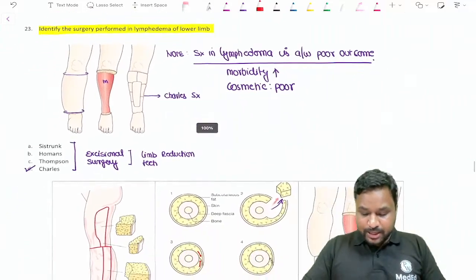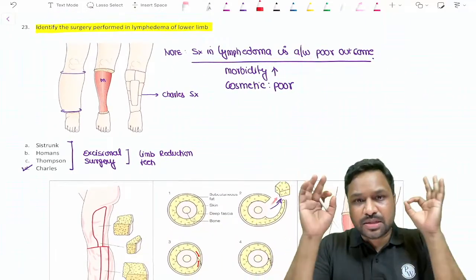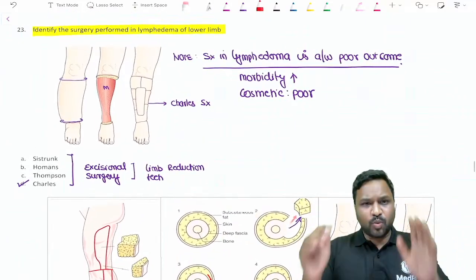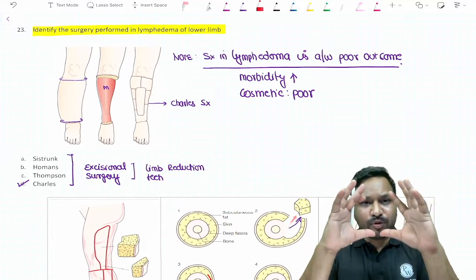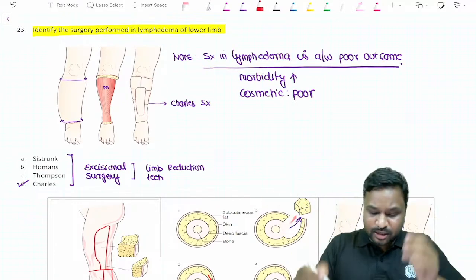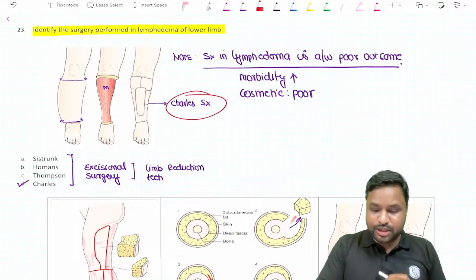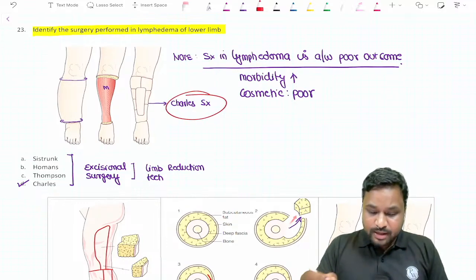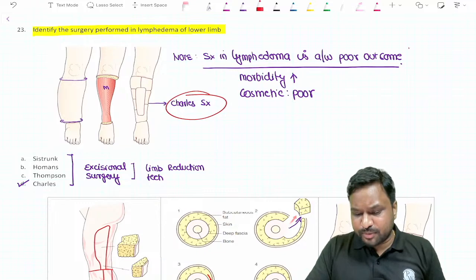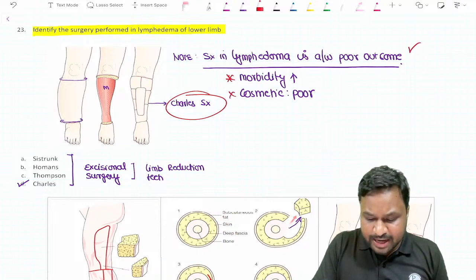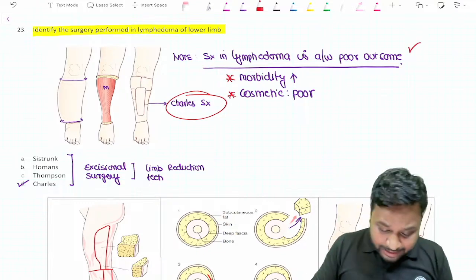Identify the surgery in the lower limbs. Again, lymphedema, very important topic. What is this surgery? You can see I have removed the entire edematous limb and then I have reconstructed back, and this is what we call the Charles surgery, right? Now, remember, surgery in lymphedema is associated with poor outcome. It increases the morbidity, and the cosmetic appearance is really, really poor.